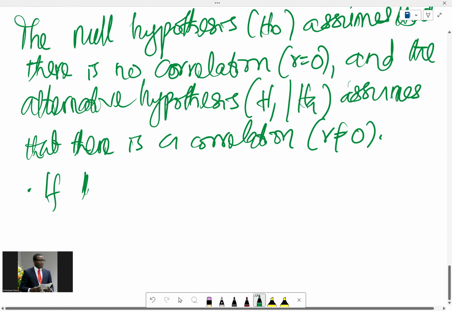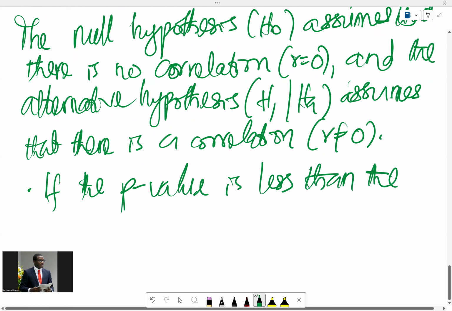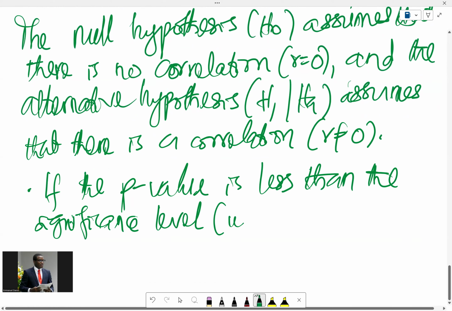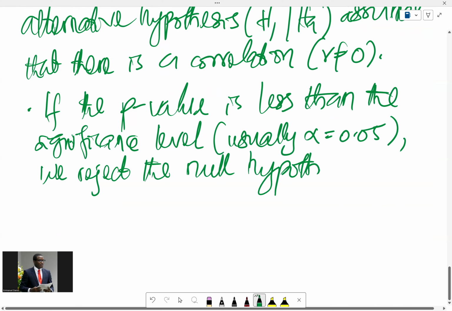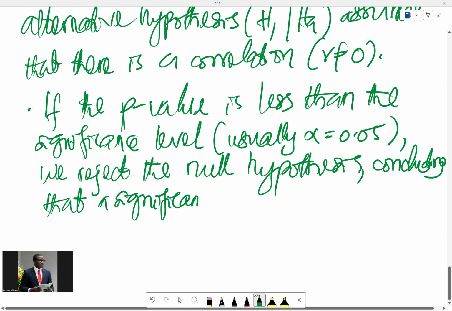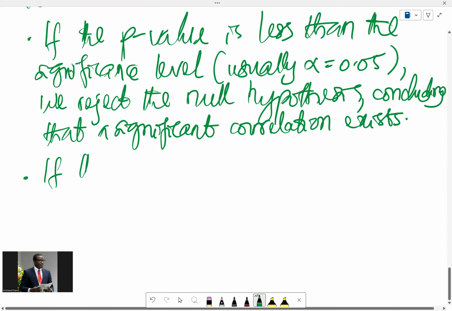So here, if the p-value is less than the significance level, which is usually alpha equals 0.05, then in that case, we reject the null hypothesis, concluding that a significant correlation exists.